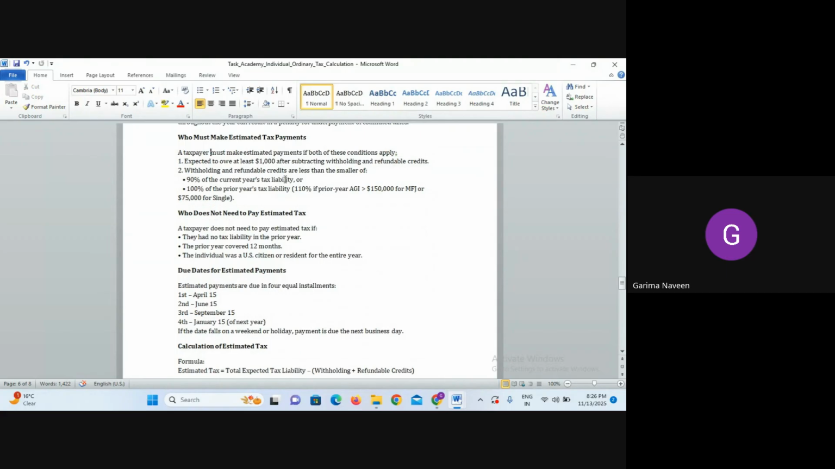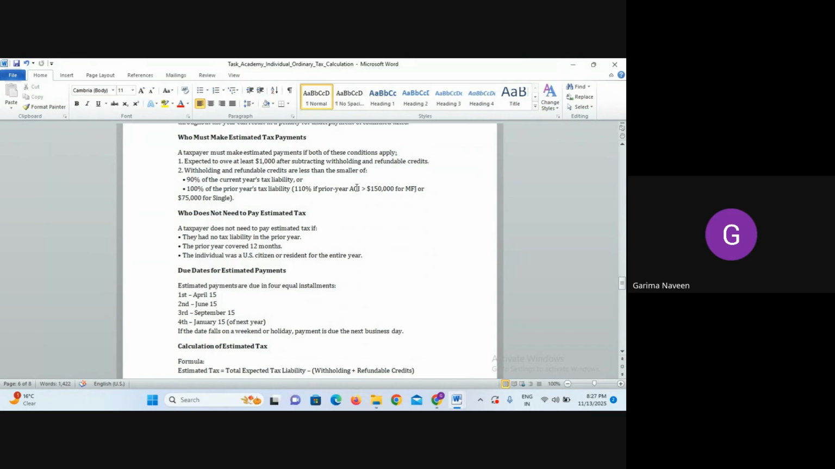Withholding and refundable credits are less than the smaller of 90% of current year tax liability or 100% of the prior year's tax liability. So you need to pay your estimated tax payment at least 90% of current tax liability or 100% of prior tax liability.